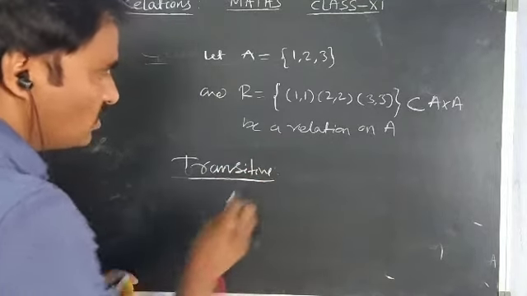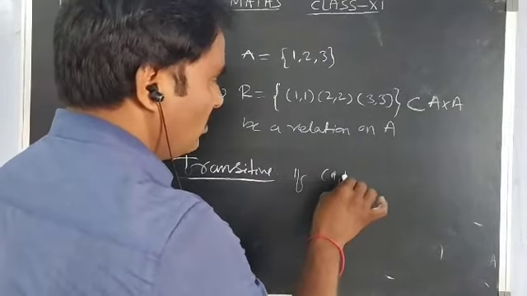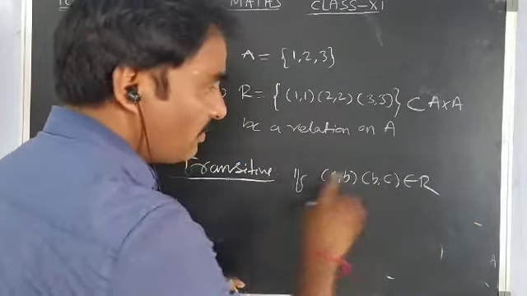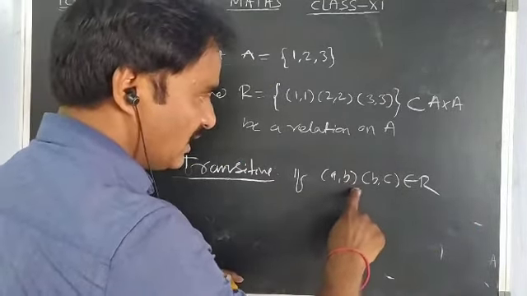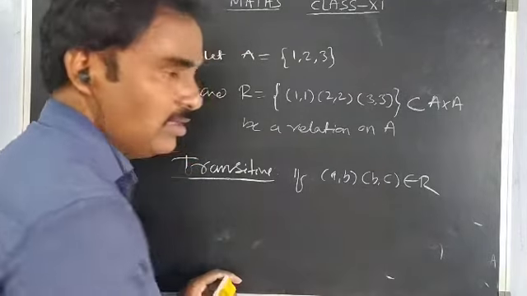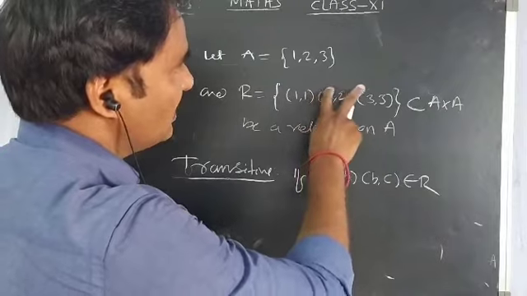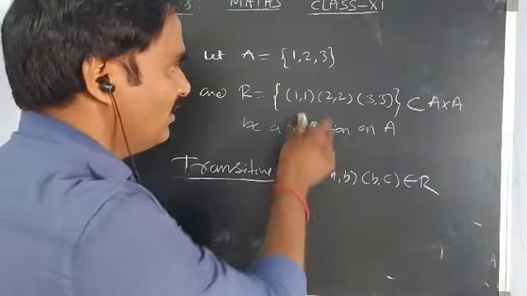A transitive relation also we need. What is the definition? If (A, B) and (B, C) exist, two ordered pairs should exist of this type: the first ordered pair's second element and the second ordered pair's first element should be equal. If you take these two, where the first pair's second element and the second pair's first element are not equal, we cannot check for these two.